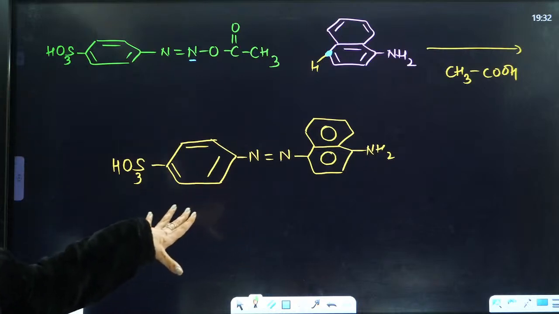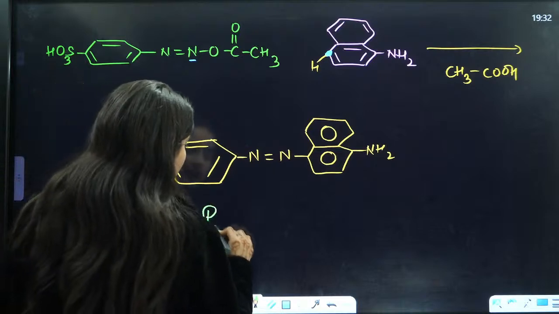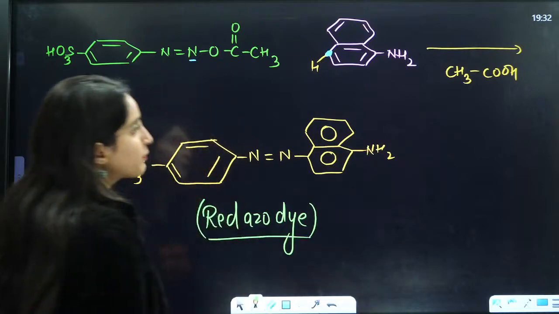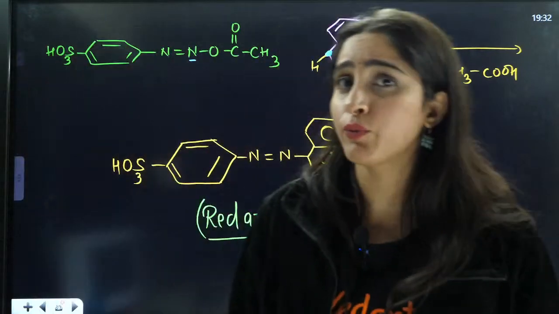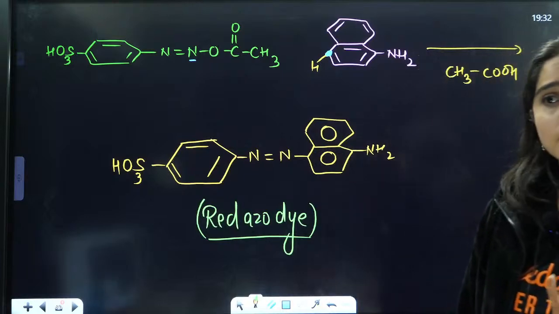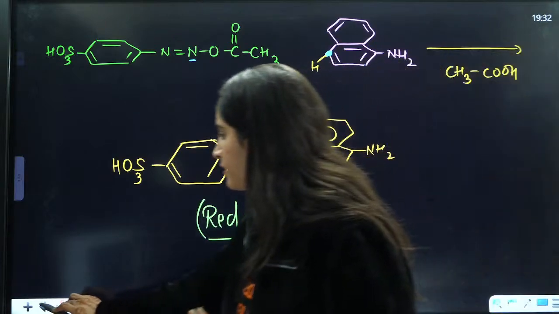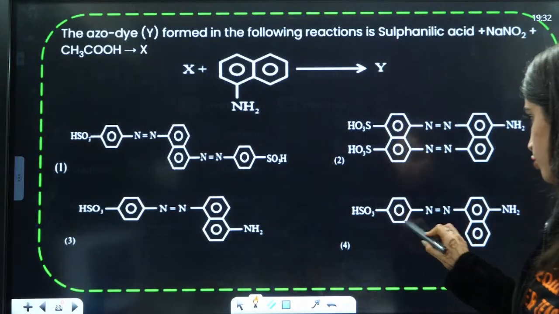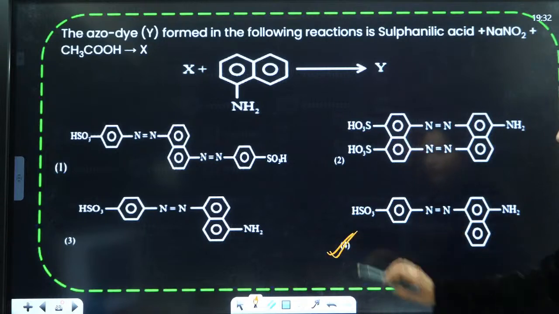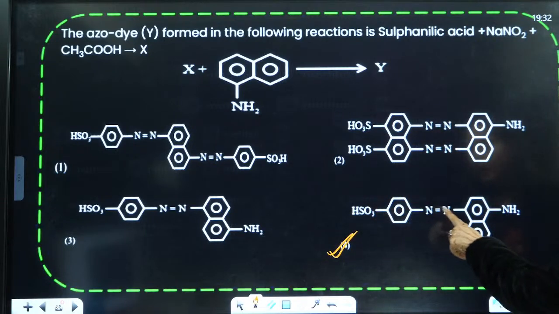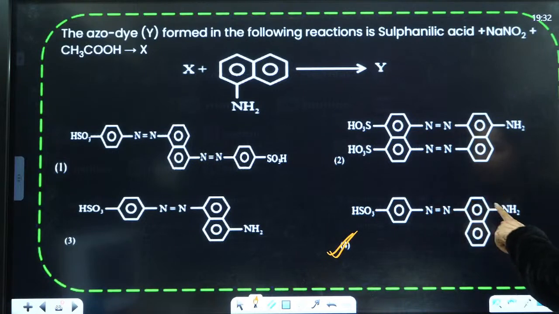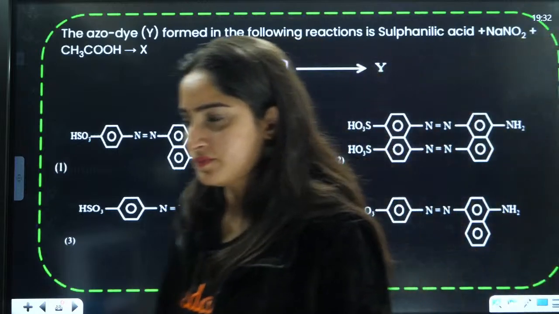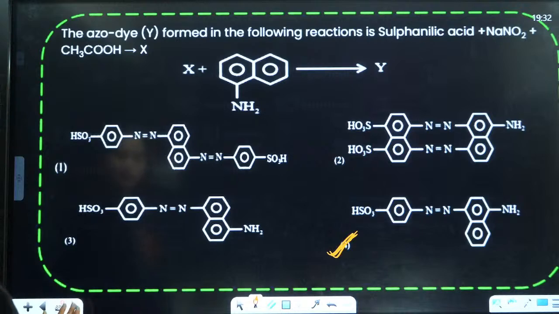Is that clear to everybody? Yes, this red azo dye is formed. If you have any problem in this question, because it was a different question that we have done previously, right? Is there any problem here? Now, which thing is formed here? You have SO3H, benzene, azo, N double bond, then this benzene, NH2, and this benzene, right? So the fourth is the correct answer, right? Okay.